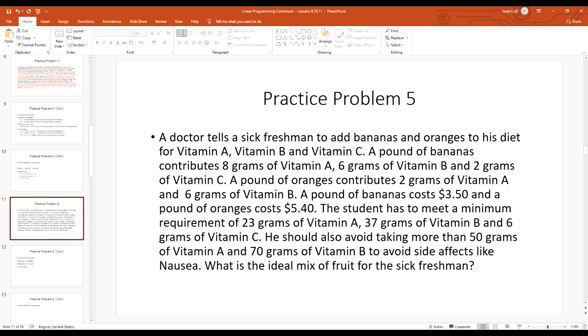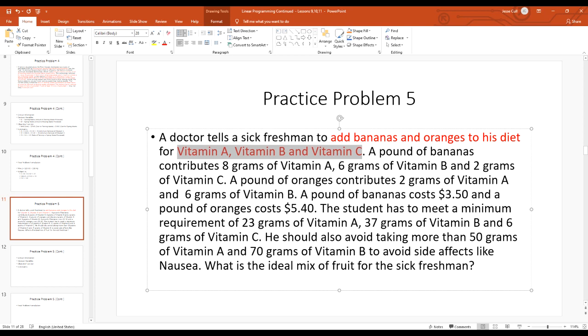So as always, we begin by overviewing the question and choosing the key components. A doctor tells a sick freshman to add bananas and oranges to his diet. This is our first key requirement. We want to add both bananas and oranges to the diet because, and again, key information, we require vitamin A, vitamin B, and vitamin C.